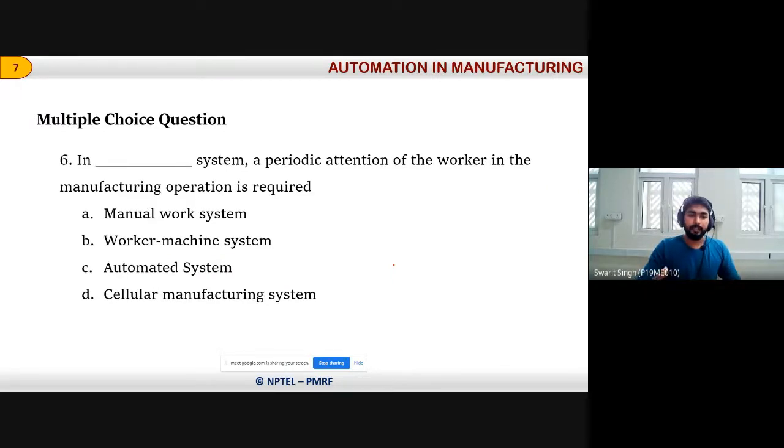The next question is: in which type of system is periodic attention of the worker in the manufacturing operation required? I have just discussed this thing. So where is there a requirement of this periodic attention?